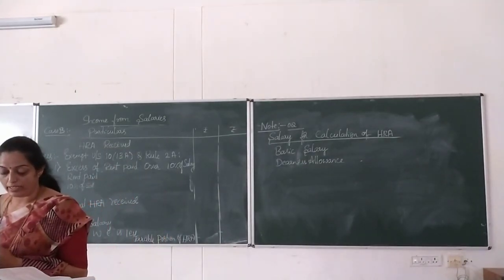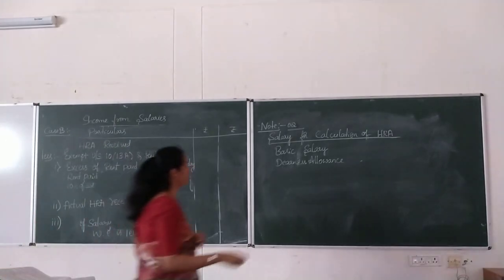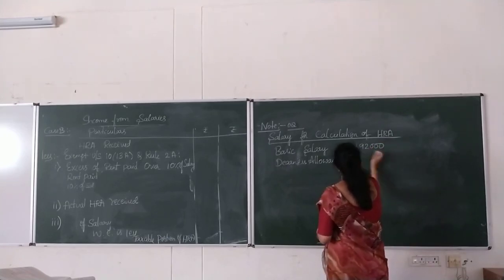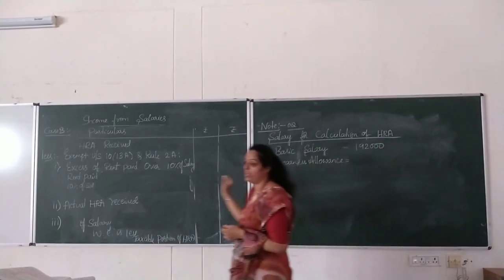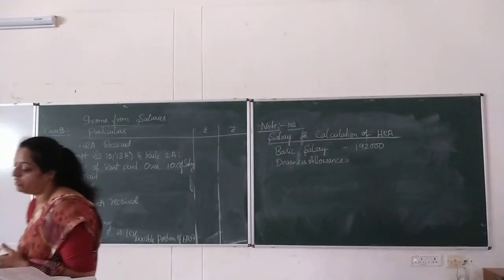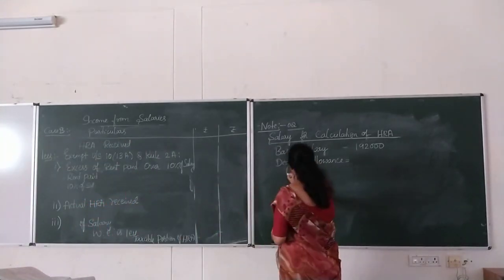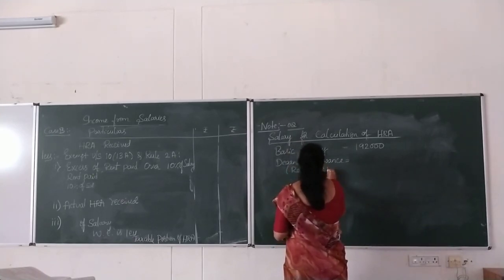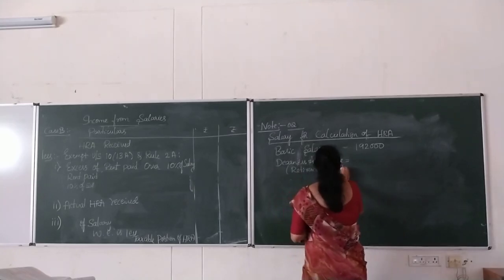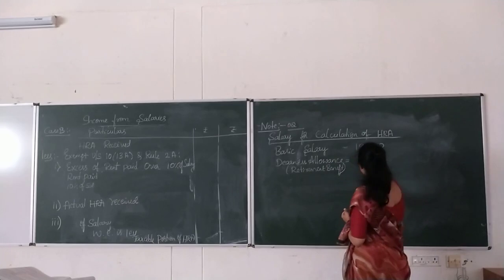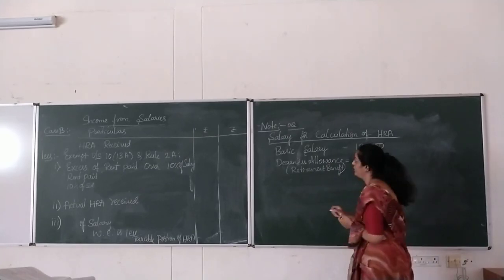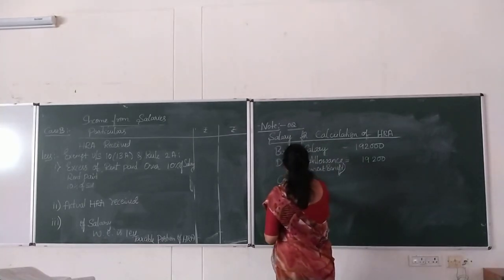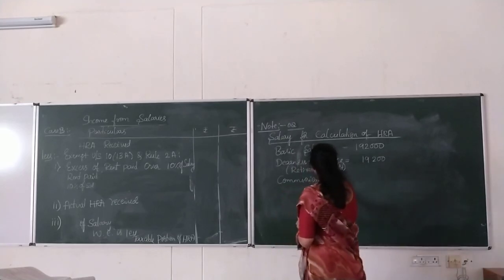Basic salary is 1,92,000. Retirement benefit, we are adding DA, so 19,200. Then they have said the commission received. Commission is 10% of 7% of turnover.